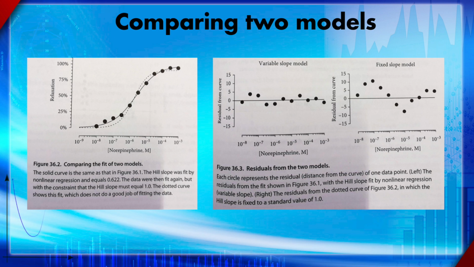This fit is easier to decipher by looking at the plot where the residuals are plotted. On the right side is the fit of the more constrained model where the Hill slope has been set to 1. As you can see, it is not really fitting perfectly. The residuals are varying too much.